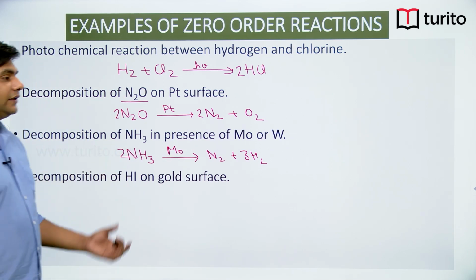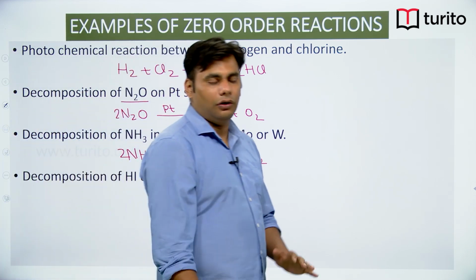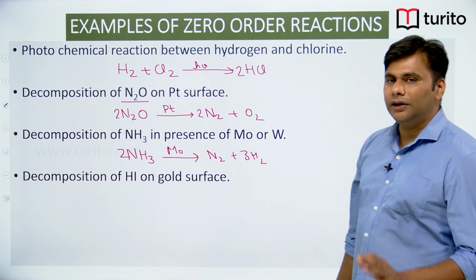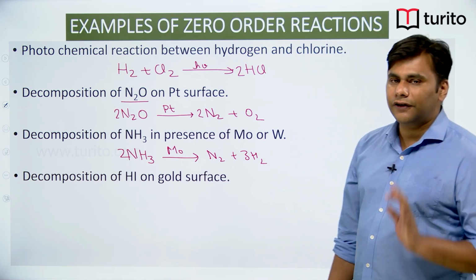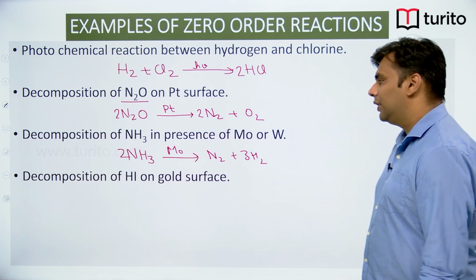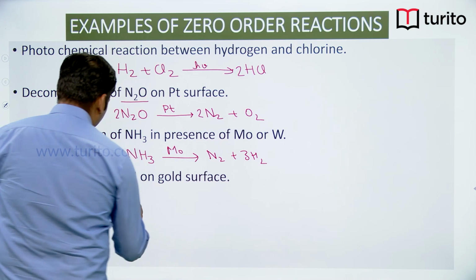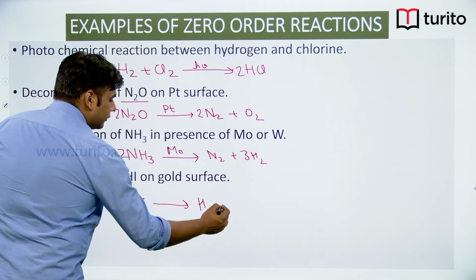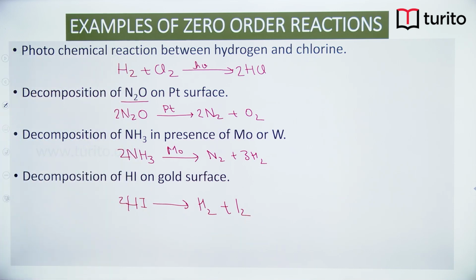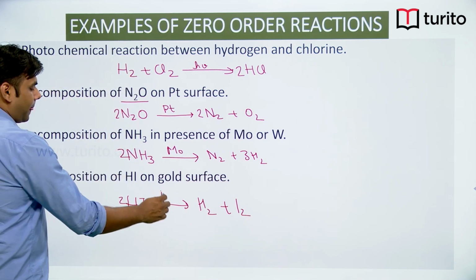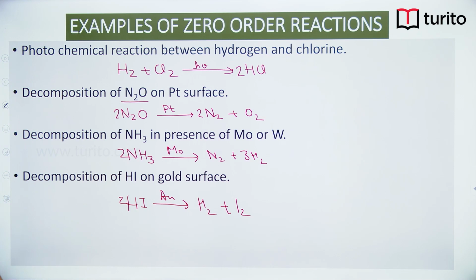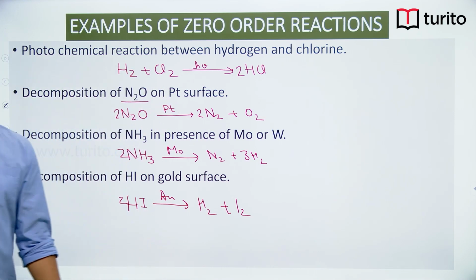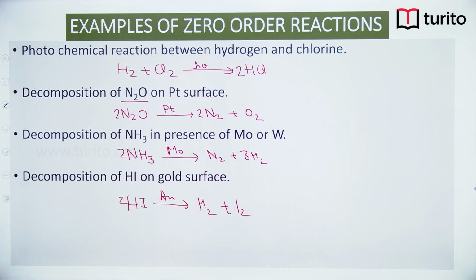So any reaction that is photochemical in nature or carried out by light will be a zero order reaction, or any reaction occurring at the surface of a solid is a zero order reaction. Similarly, decomposition of HI on a gold surface is also zero order with respect to HI. Just write it quickly. We will solve one or two questions on this as well now.